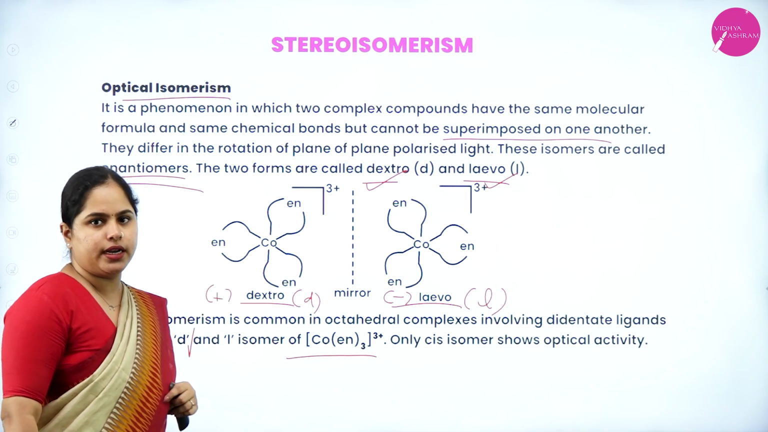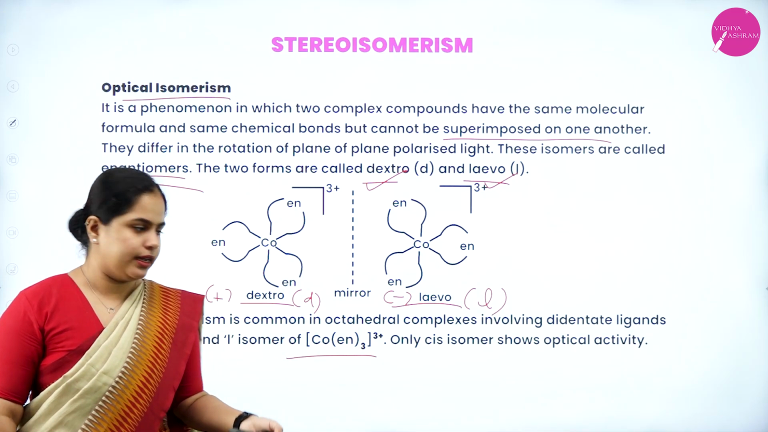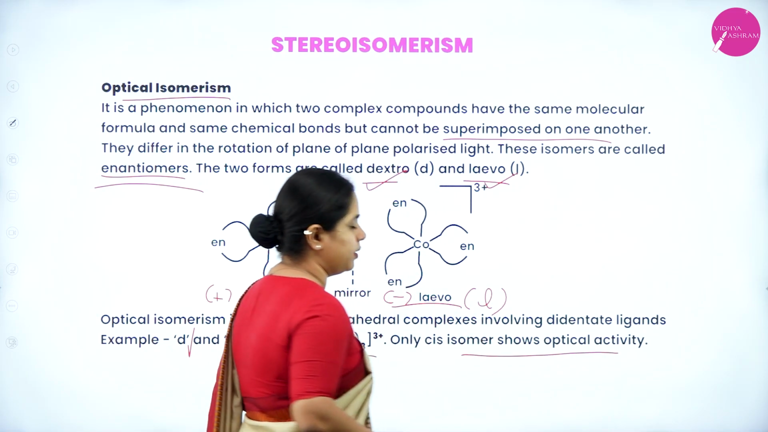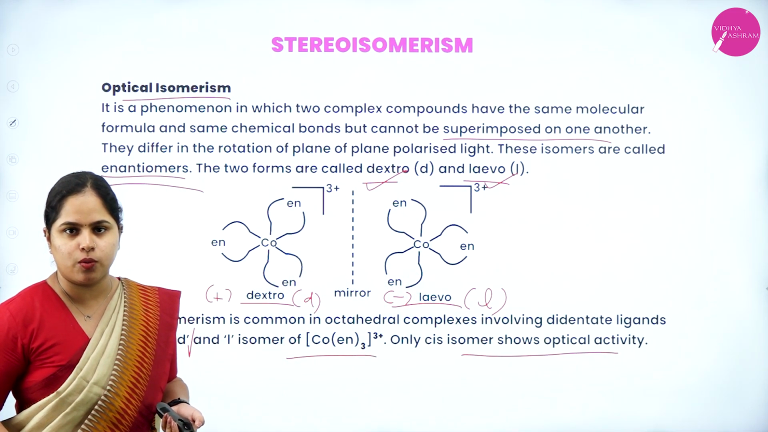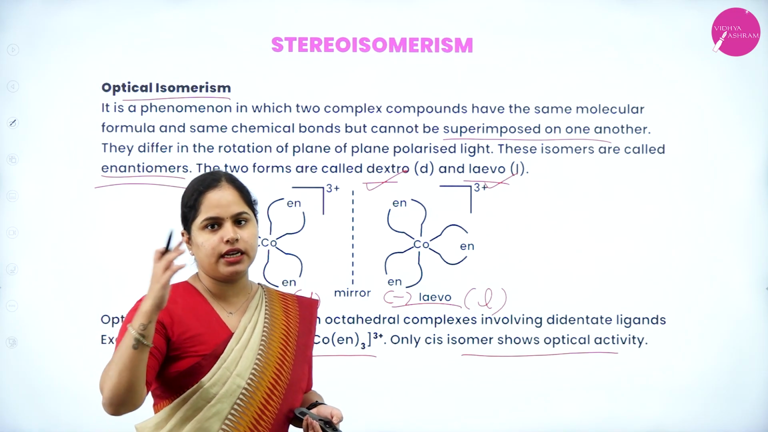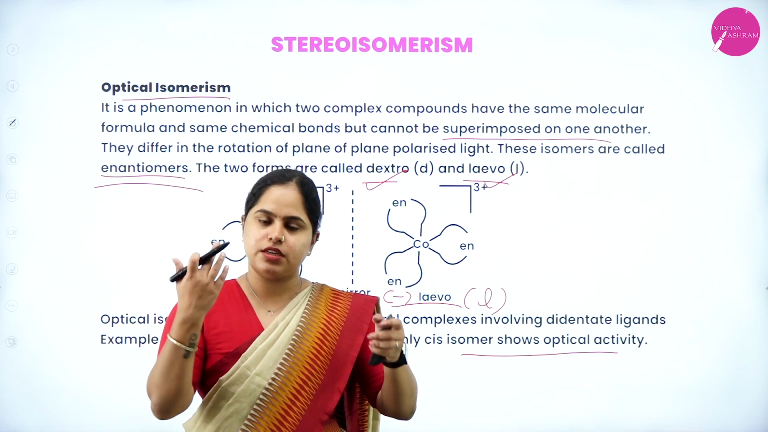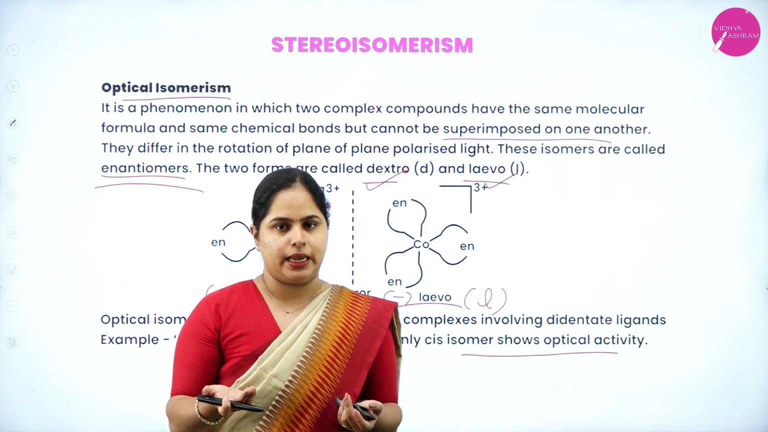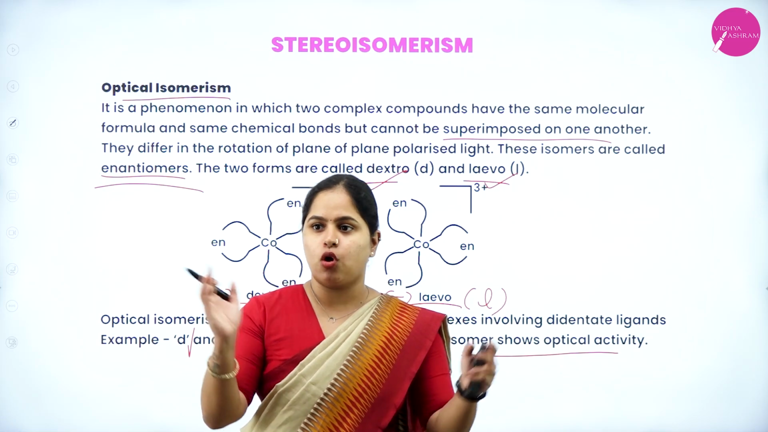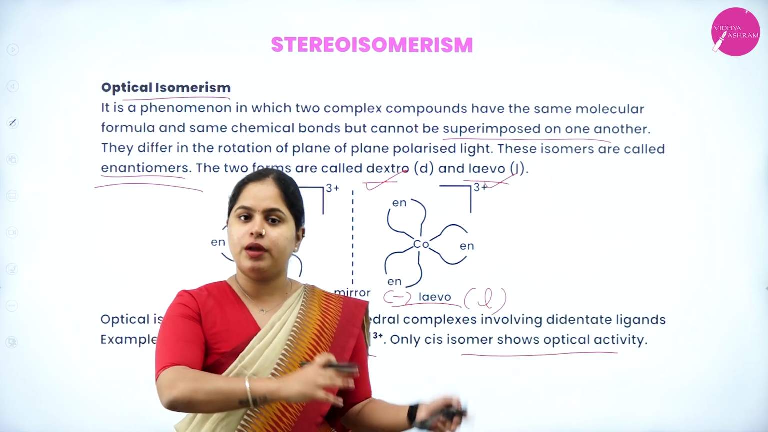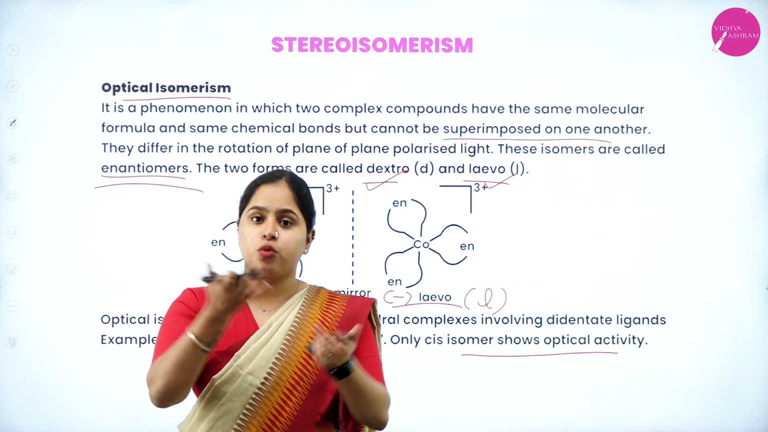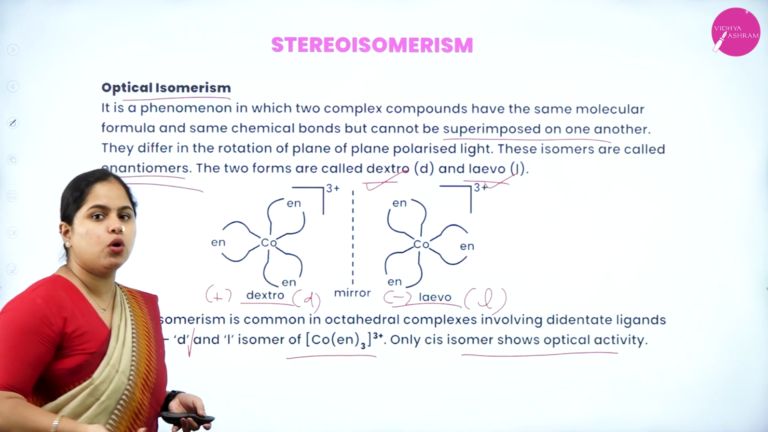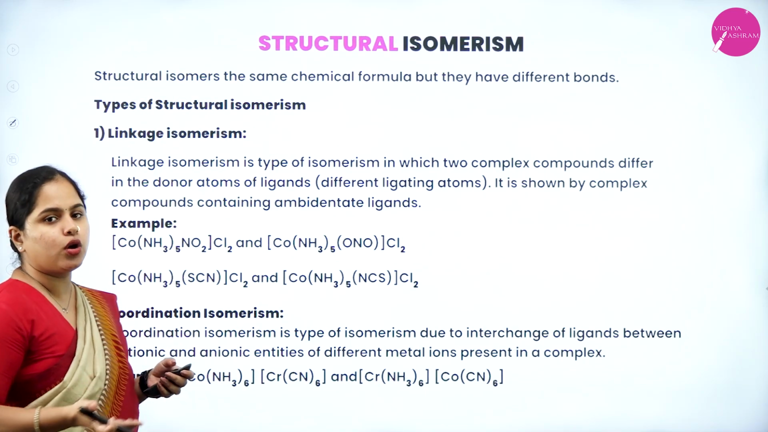See, this is also octahedral, right? Complexes having didentate ligands, and only the cis isomer shows optical activity. Why is it that only the cis isomer will show it? Cis isomer, as we have already studied, will be on the same side. So if you take a mirror image and superimpose it, of course, it won't be the same. But if you take trans, what happens? It is already opposite to each other. So if I take a mirror image and superimpose it, it will be exactly the same. That is why only the cis isomer will show optical activity. So I hope stereoisomerism is clear for you.